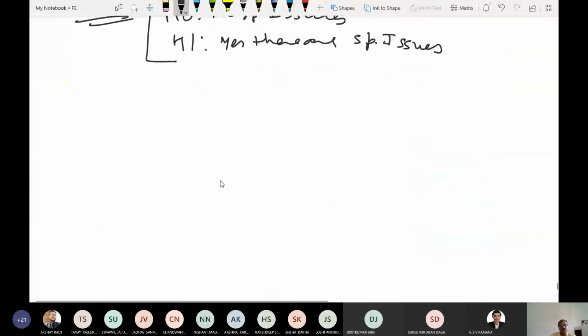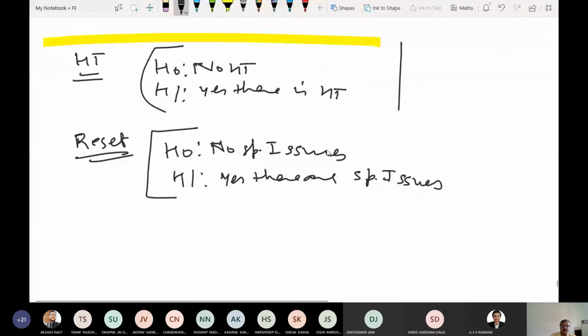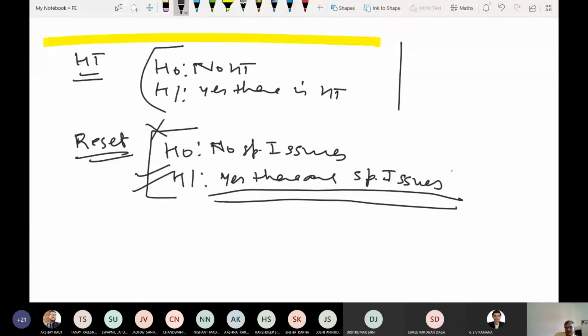My null is no specification issue. It means this cannot be accepted. This has to be rejected because the p-value is less than 0.05. So I have to report that the model which I've tested has specification issues.